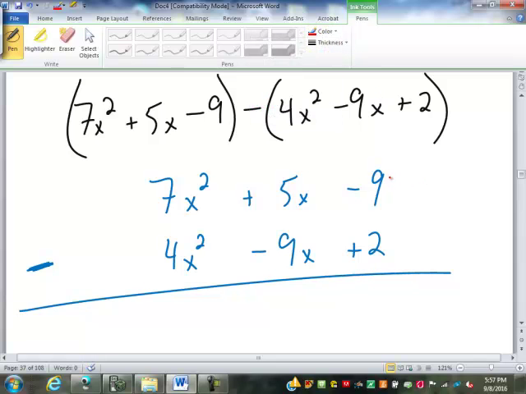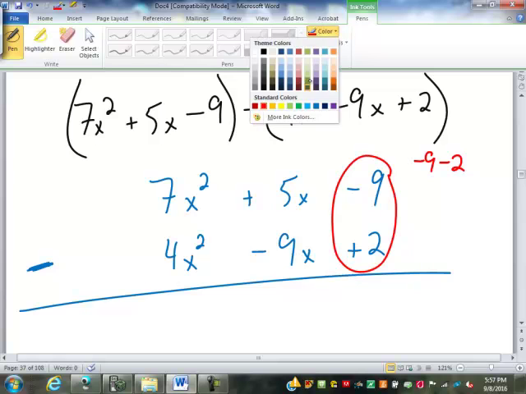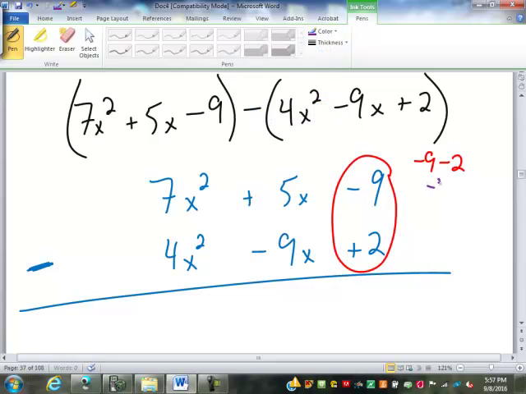So we have to be very careful. This is negative 9 minus 2. I'm going to write it off to the side. Negative 9 minus 2. I'm going to change that to a negative 9 plus a negative 2, which is negative 11.